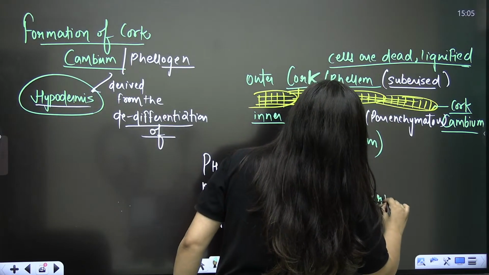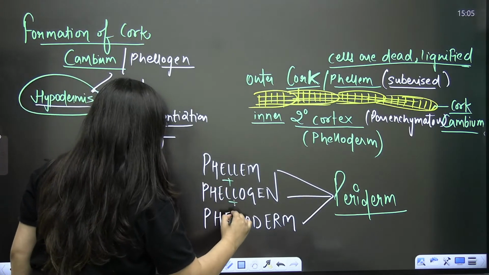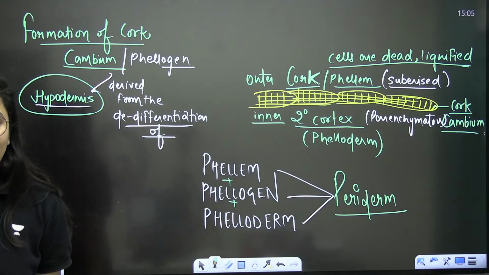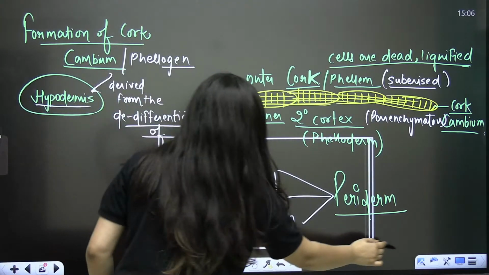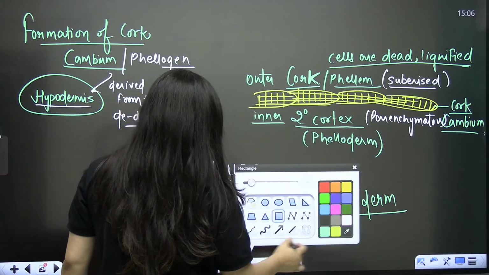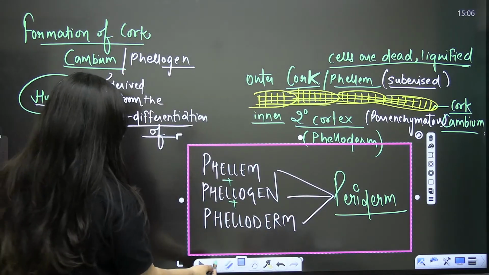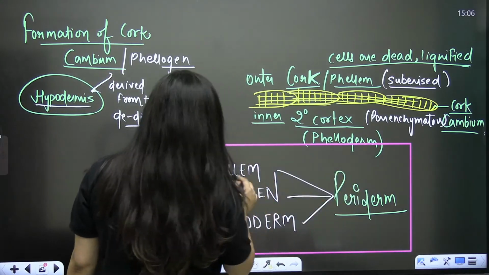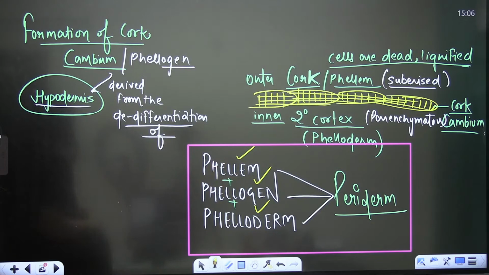Right? So what is periderm? Phellum plus phellogen plus phelloderm. It is a direct question. These three layers together, phellum, phellogen and phelloderm, form the periderm. Are you getting it?